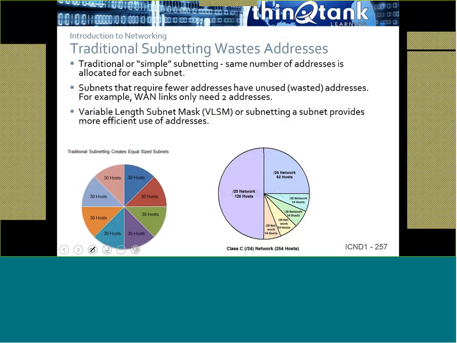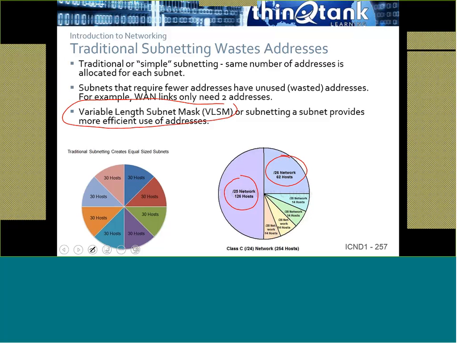Of course, we also know that traditional subnetting wastes address space. Traditional subnetting means every network gets the same number of hosts, meaning that every network has the same mask. But you might have a situation where some networks get larger masks and some networks get smaller masks. This is what we call variable length subnet masking. Variable length subnet masking means maybe one network has a /25, the other network has a /26.